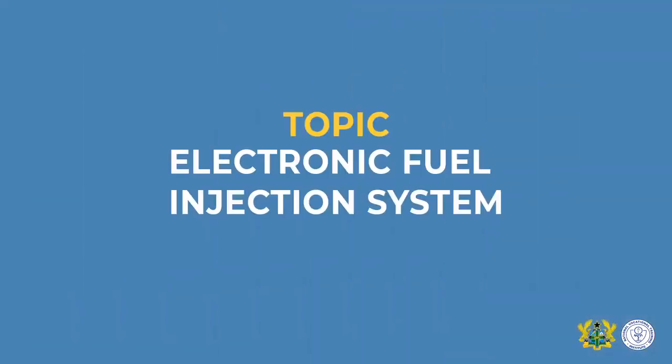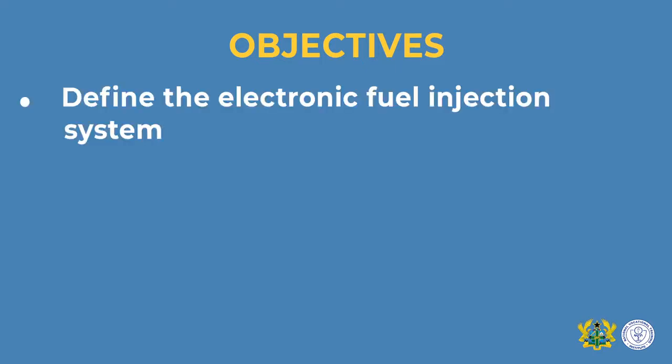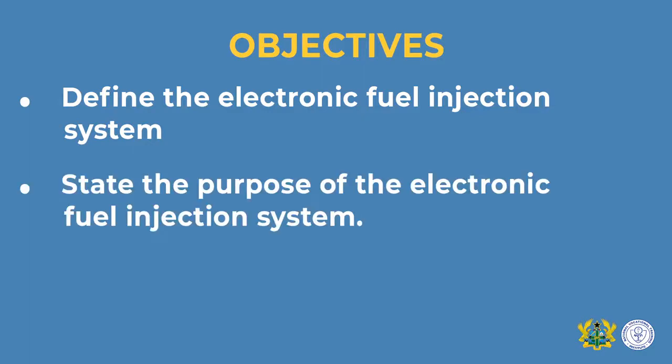Our topic is electronic fuel injection system. By the end of this lesson, you'll be able to achieve the following objectives. Objective 1, define the electronic fuel injection system. 2, state the purpose of the electronic fuel injection system.